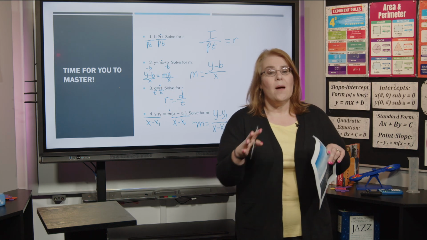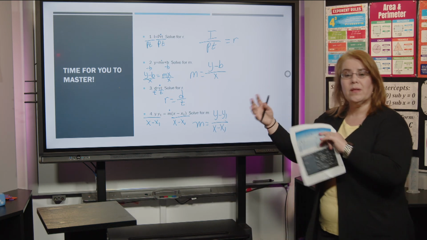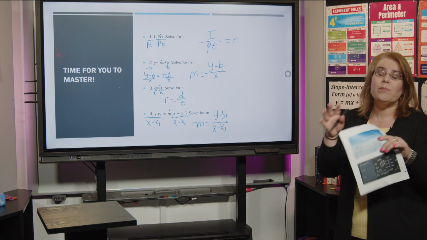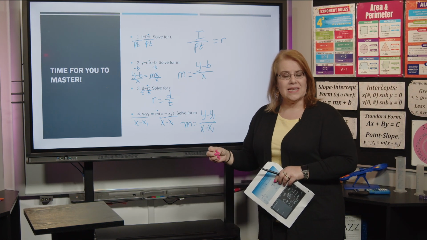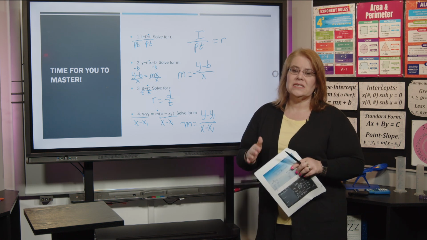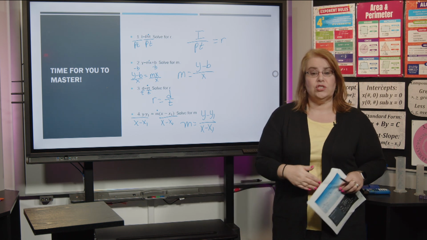I can take multiple variables and multiply or divide them, add or subtract them, depending on what's being done with them, to get a specific variable by itself. You always want to make sure that you're looking to see what's happening to know what you're going to have to do. Good job.